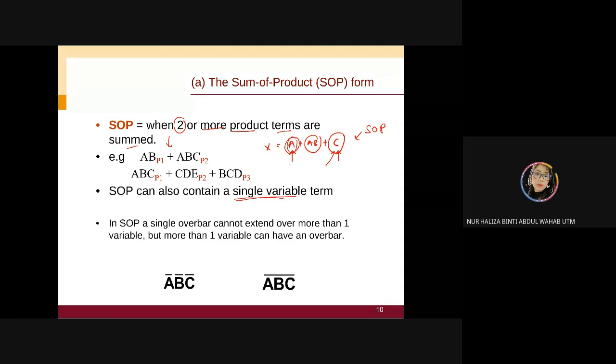There is one more thing that you need to know. In SOP, similar to our Boolean expression, we cannot leave a single bar over multiple variables. We need to have a single bar over a single variable. If it is like this, you need to apply De Morgan's theorem.